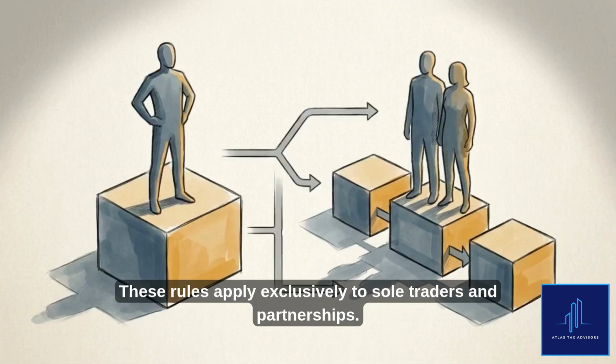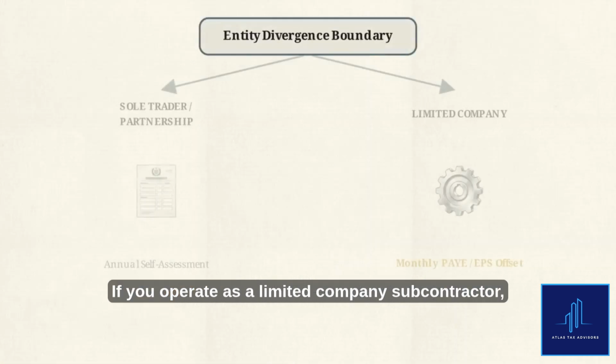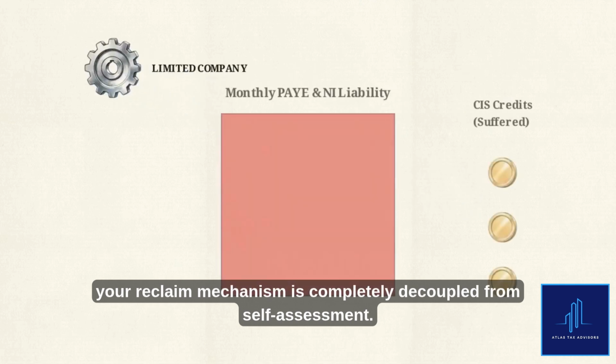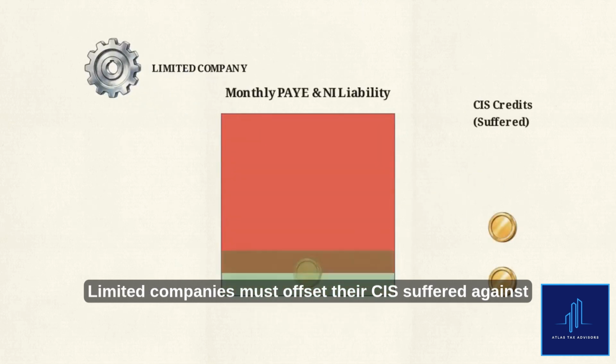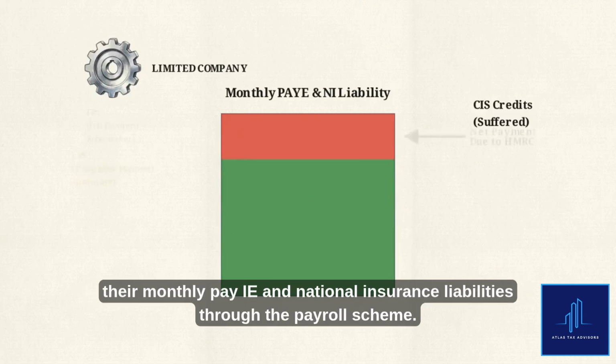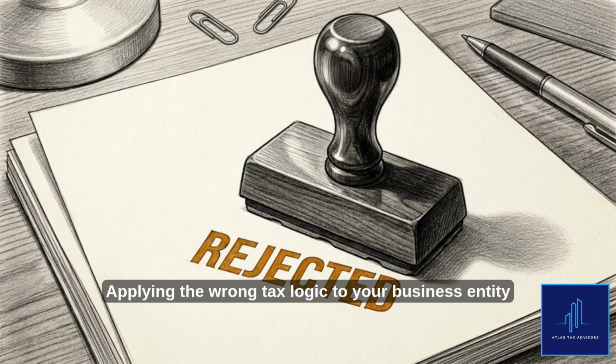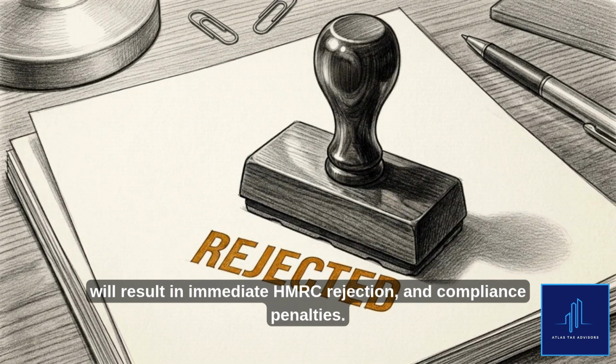These rules apply exclusively to sole traders and partnerships. If you operate as a limited company subcontractor, your reclaim mechanism is completely decoupled from self-assessment. Limited companies must offset their CIS suffered against their monthly PAYE and National Insurance liabilities through the payroll scheme. Do not attempt to claim CIS refunds through your year-end corporate tax return. Applying the wrong tax logic to your business entity will result in immediate HMRC rejection and compliance penalties.